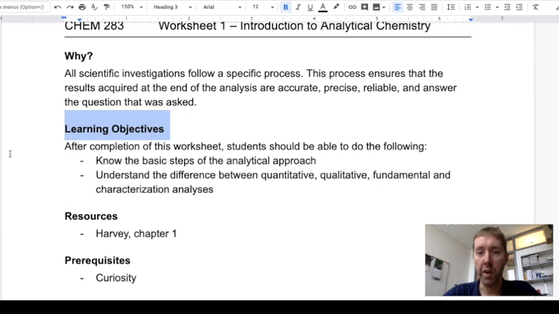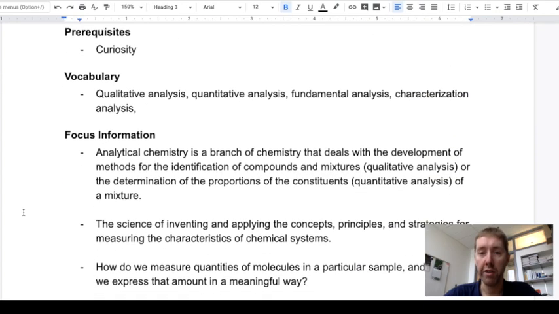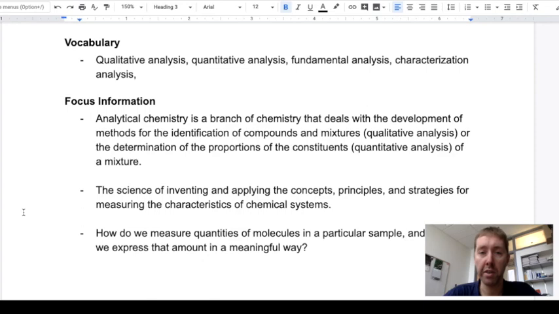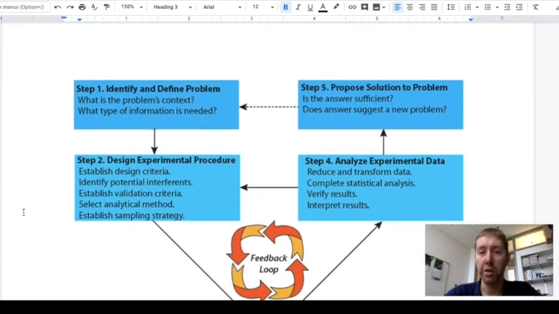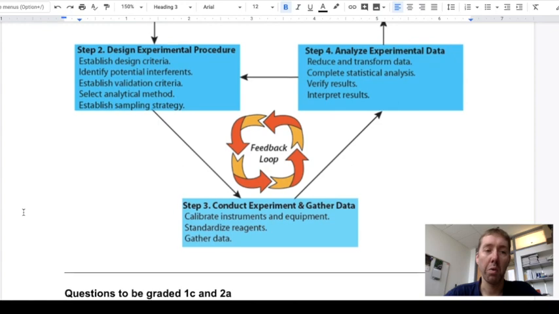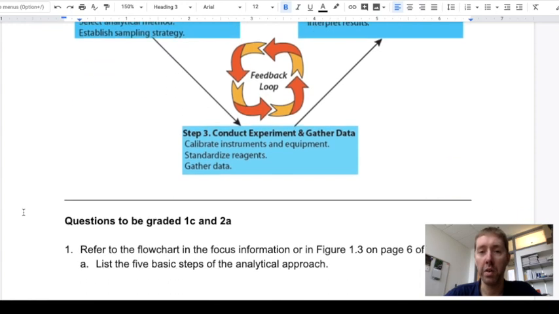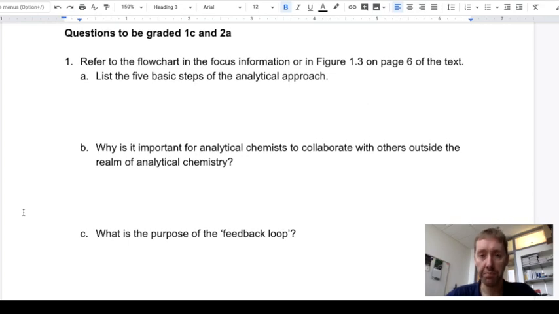Okay, worksheets also have other information, some of the sections in the textbook that you should refer to help you with the worksheet, as well as some vocabulary, and every worksheet ends with some focus information. Sometimes it's short, sometimes it's long, but it gives you some information that should help you in completing the worksheets. For example, it'll give you some more information on some of the concepts, or it could also provide you with some equations that you will find useful.